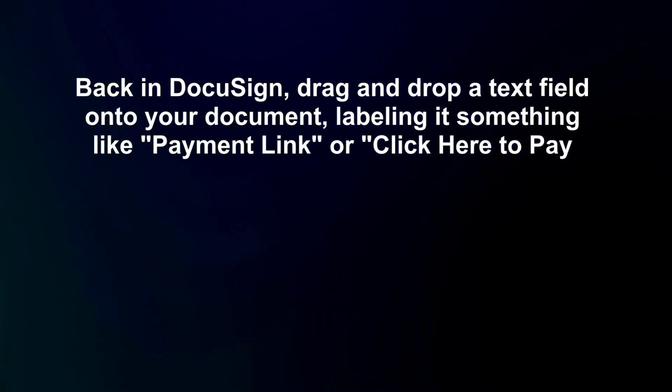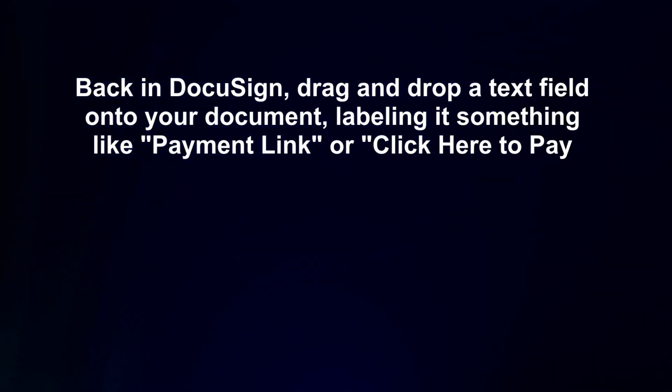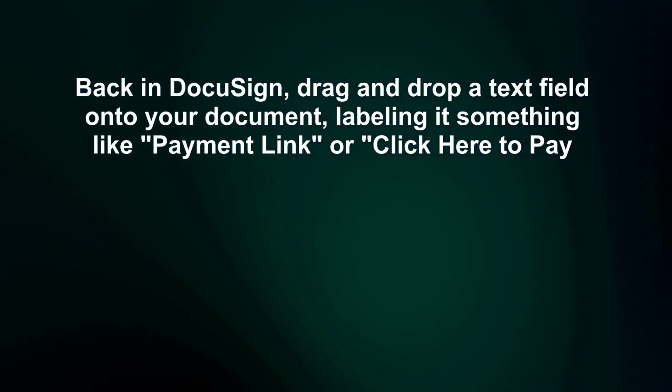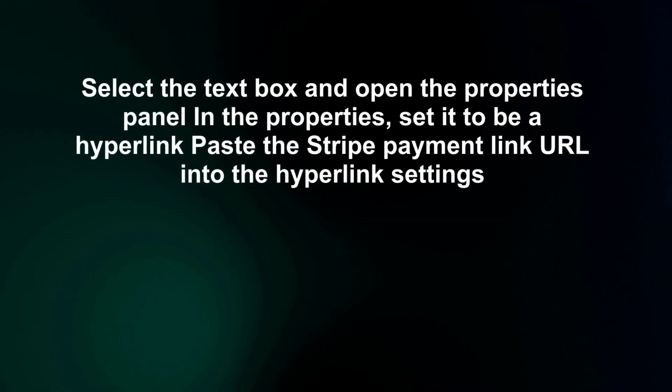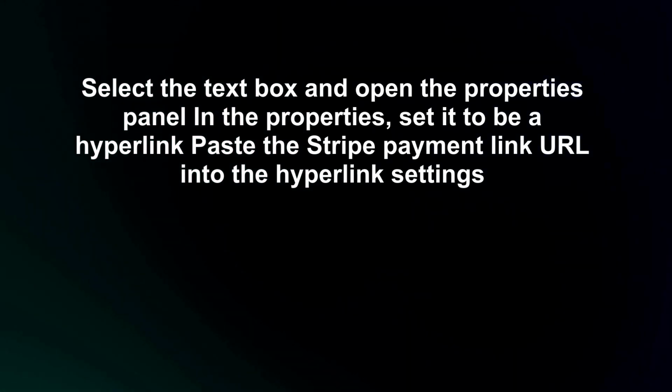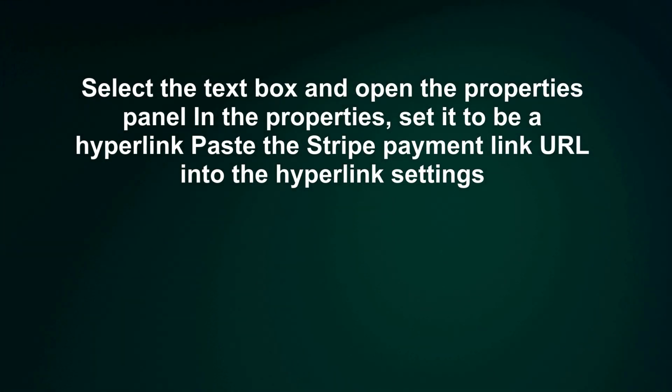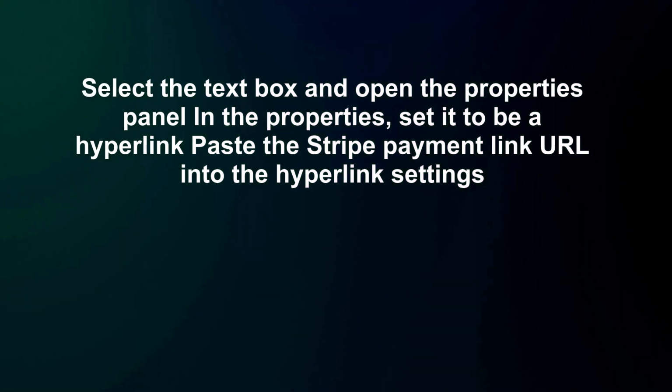Back in Docusign, drag and drop a text field onto your document, labeling it something like "payment link" or "click here to pay." Select the text box and open the Properties panel. In the Properties, set it to be a hyperlink. Paste the Stripe payment link URL into the hyperlink settings.